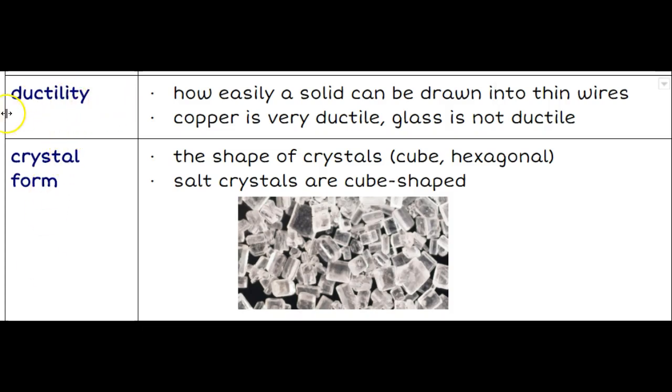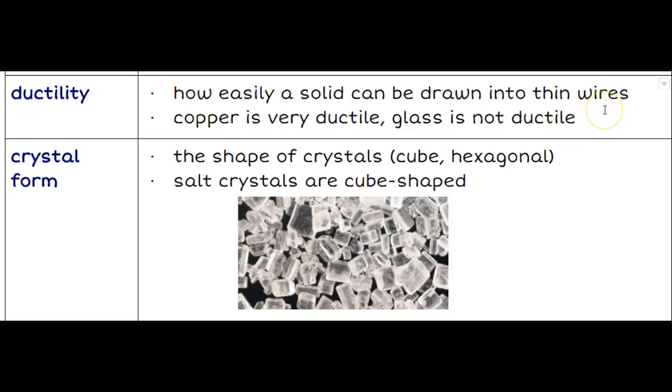So ductility, that word really just describes, it's very much related to malleability. It's how easily you can take a solid and draw it into a wire. We know a lot of copper wiring in your house. So very ductile material, right? We can form it into a wire. So you can see how malleability and ductility are sort of related.